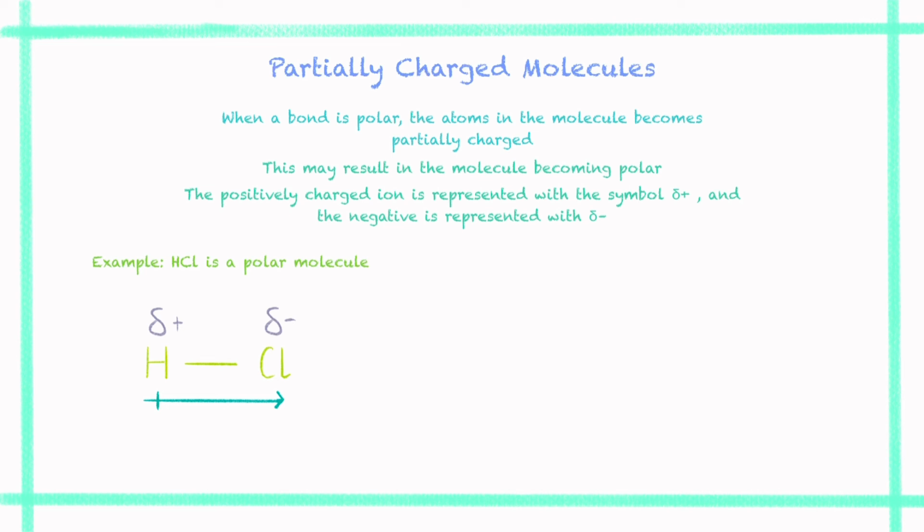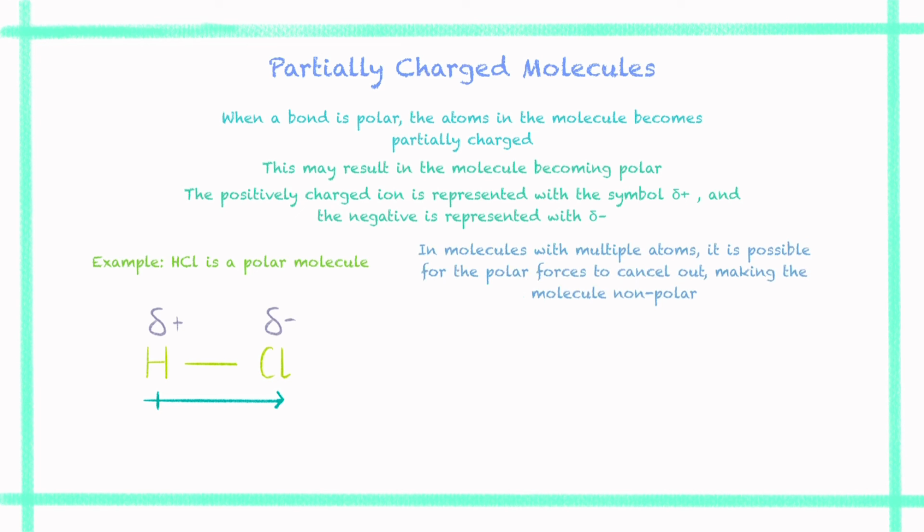However, be careful when determining whether a molecule with multiple atoms is polar or not. Despite the bonds within the molecule being polar, it is still possible for the molecule to be nonpolar, considering the polarity of each bond and its arrangement. For example, despite having polar bonds, carbon tetrachloride is still a nonpolar molecule.